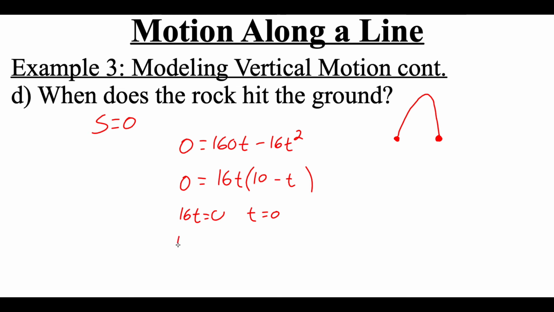And then if I set the other one equal to 0, 10 minus t equals 0. Add the t over to the other side, we get a t value of 10. So at 10 seconds, the rock has come back down and hit the ground.